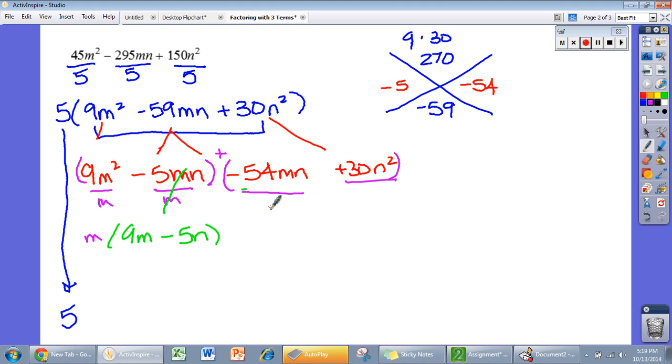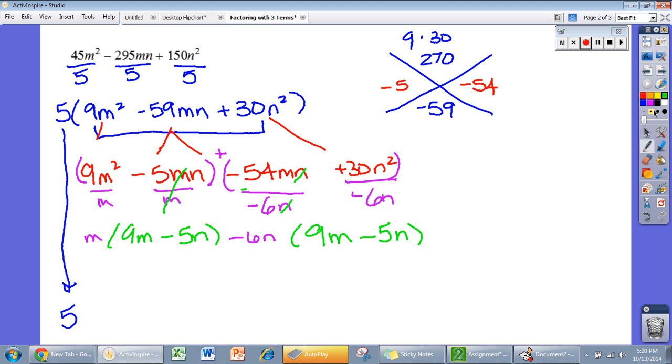Let's take a look at what we can divide these two by. Now, being that this is a negative 54mn, I'm going to divide by a negative number. And I think I want to divide both of these by a negative 6. And I see n is in common as well. So I'm going to divide by that negative 6n. And when I divide, the result is negative divided by negative is a positive 9. The n's cancel, m. And over here we have a positive divided by a negative. That's a negative. 30 divided by 6 is 5. And n squared divided by n is n.